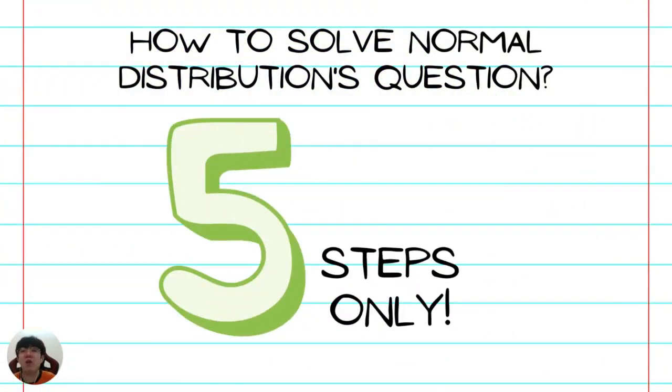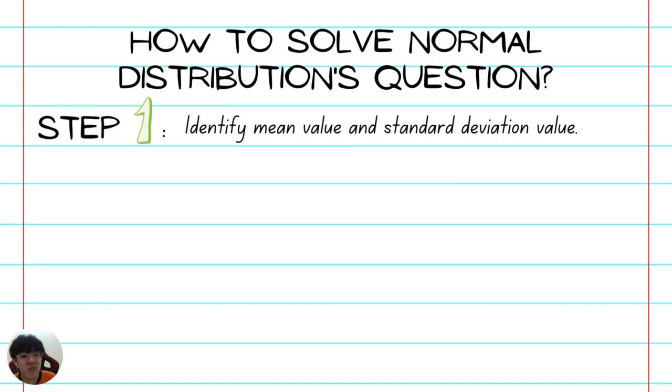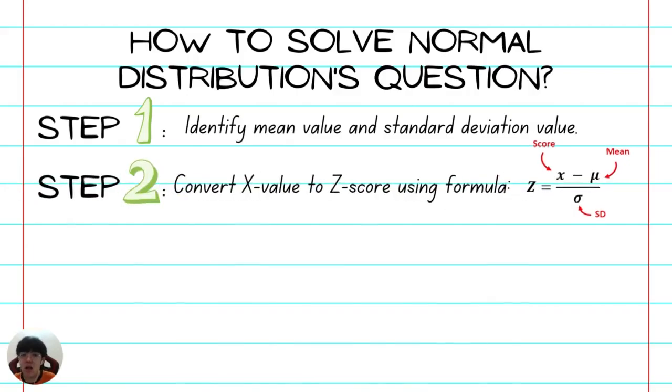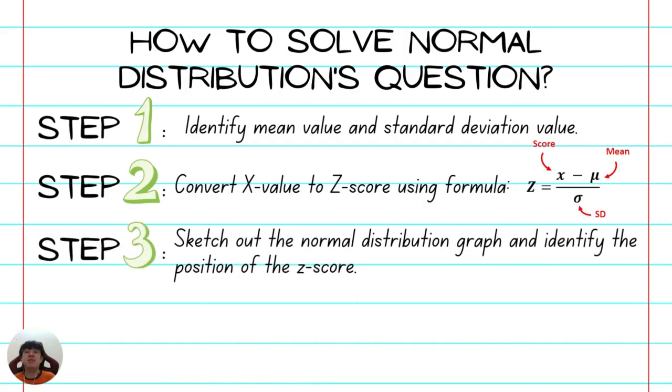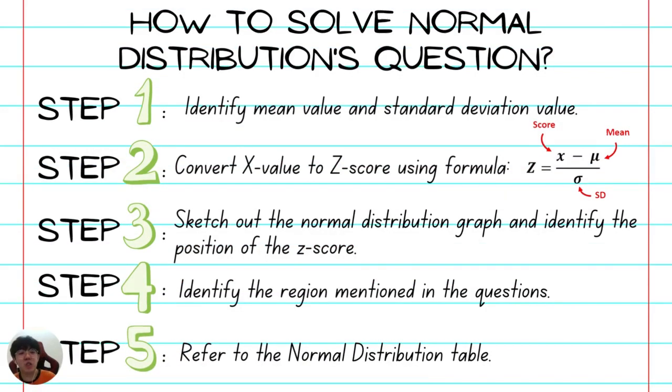So let's do some revision on our today's lesson. In order to solve the normal distribution questions, there are 5 steps required only. The first step is we have to identify the mean value and also the standard deviation value from the question. Next, convert the x value to z-score using the formula z equals to x minus mean over standard deviation. Then, sketch out the normal distribution graph and identify the position of the z-score. Identify the region mentioned in the questions. And last, we have to refer to the normal distribution table and find out the value compatible to the z-score that we found out just now.